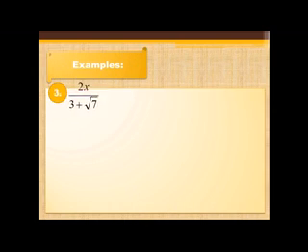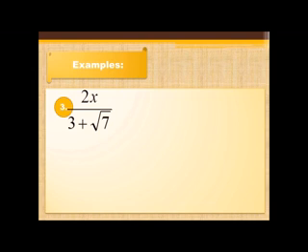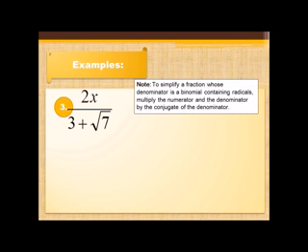Let's have our last example, which is 2x over 3 plus square root of 7. As you can see, our last example is different from our first two examples because the denominator is a binomial. Note, to simplify a fraction whose denominator is a binomial containing radicals, multiply the numerator and the denominator by the conjugate of the denominator. So, let's do the conjugation process.